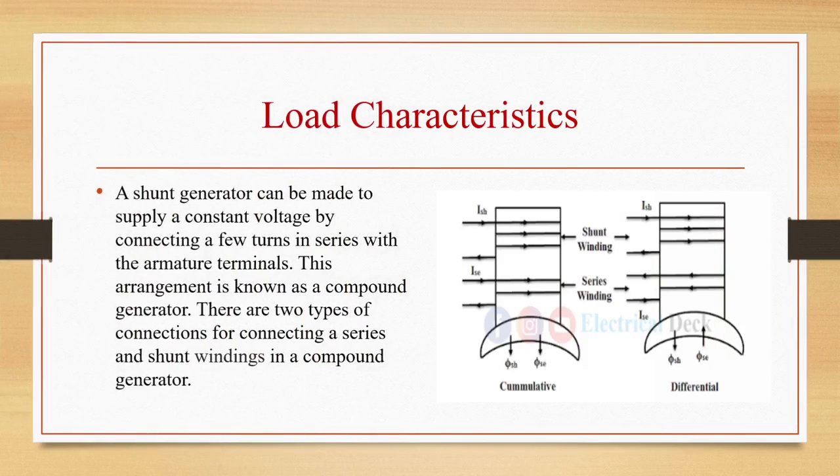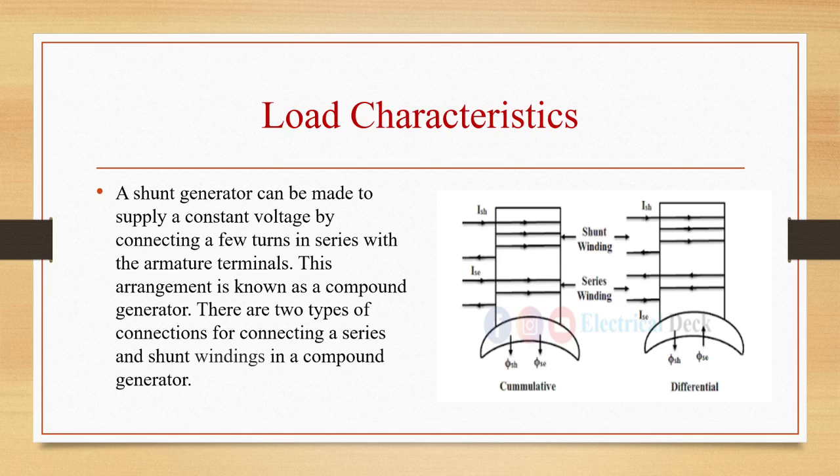As we have seen earlier, there will be two types of compound generators: one is differential and the other one is cumulative. A shunt generator can be made to supply a constant voltage by connecting a few turns in series with the armature terminals, and this arrangement is known as a compound generator.